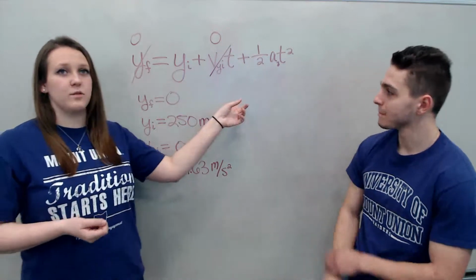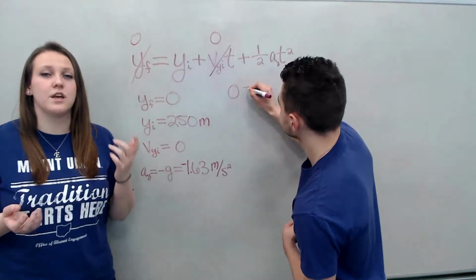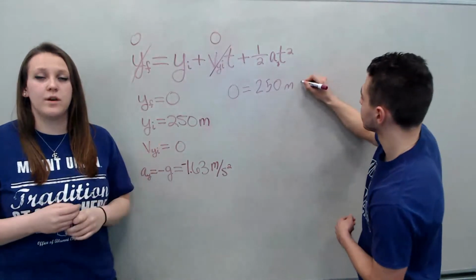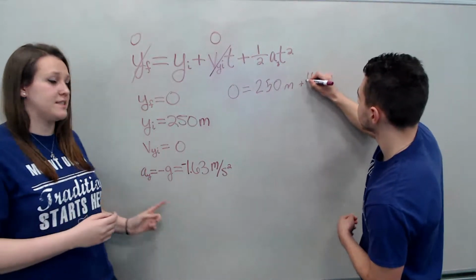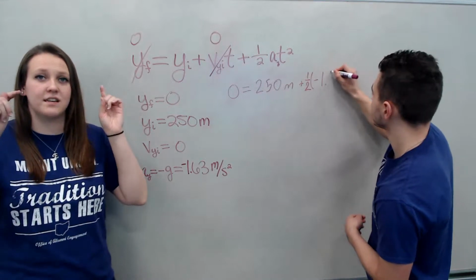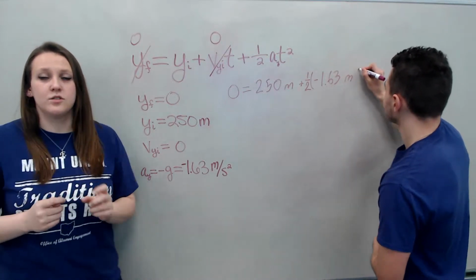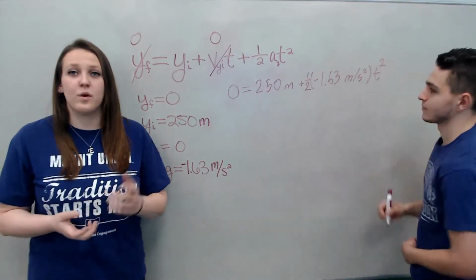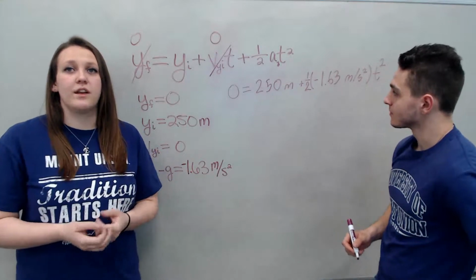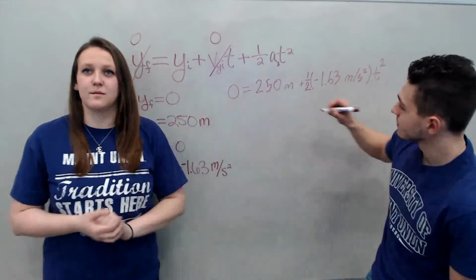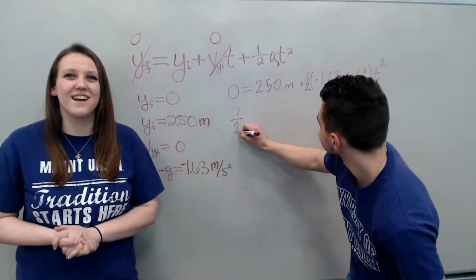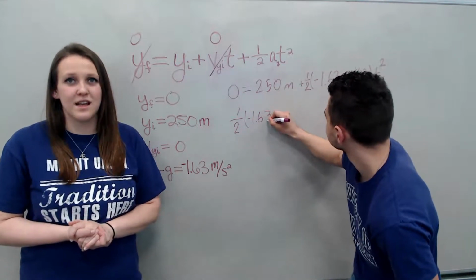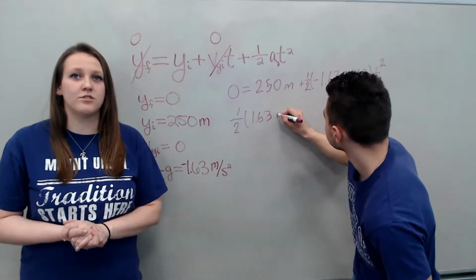So now if we rewrite this equation with what we know, we get that 0 equals 250 meters, which was our initial position halfway in the middle of the screen, plus 1/2 times our a sub y, which is equal to negative g because our gravity is affecting our velocity in the downward direction. So it's going to be negative 1.63 meters per second squared times t squared, and t is what we're going to try and find: our time. So if we go ahead and move this acceleration term over, then we get 1/2 times 1.63 meters per second squared times t squared equal to our 250 meters.